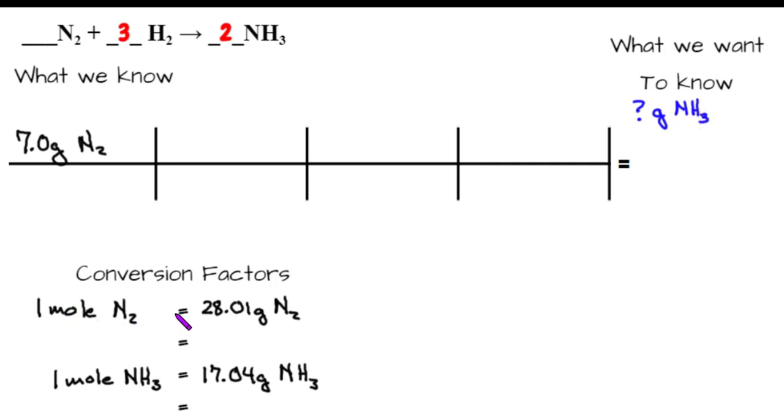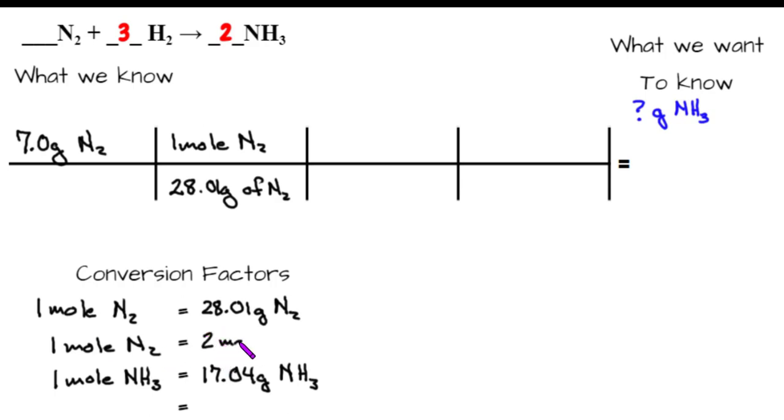Well, I have my first conversion factor here, in which I can take the fact that 28.01 grams of nitrogen is also known as 1 mole of nitrogen. Okay, I look at my balanced chemical equation and it says that 1 mole of nitrogen is going to give me 2 moles of NH3.